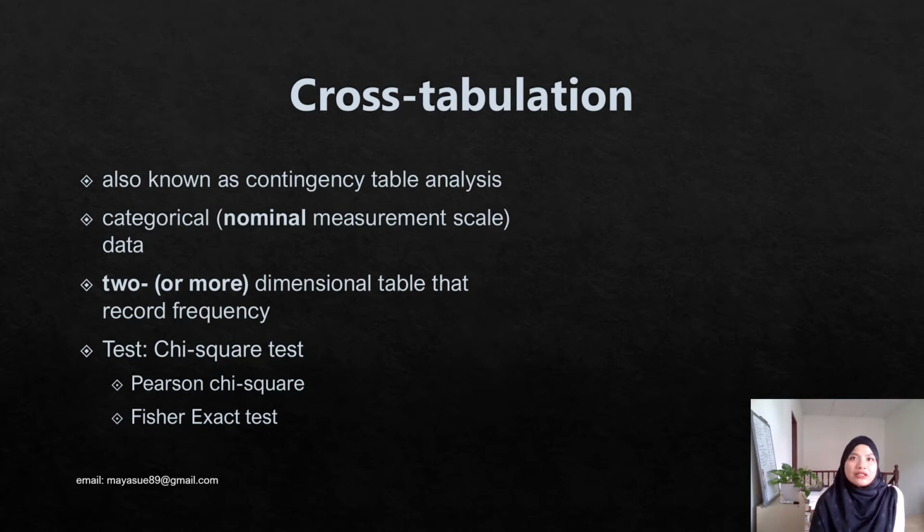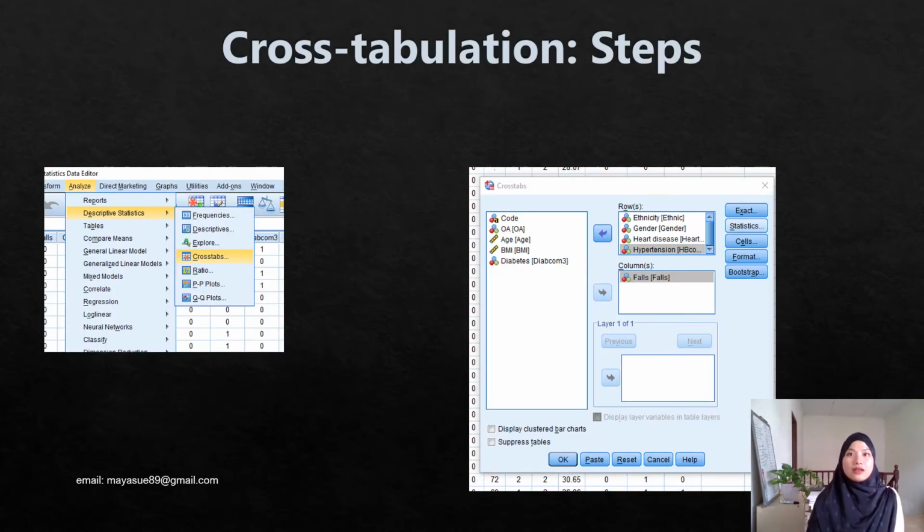So I got quite a lot of questions. If the category is more than two, can I use cross tab? The answer is yes. And the test involved is the chi-square test, either Pearson chi-square test or Fisher exact test. What is the difference between these two? I will elaborate more after this. Okay, so this is the cross tabulation step.